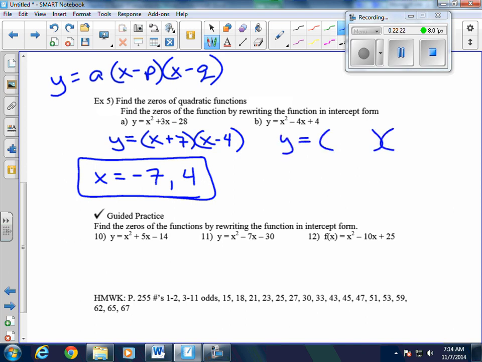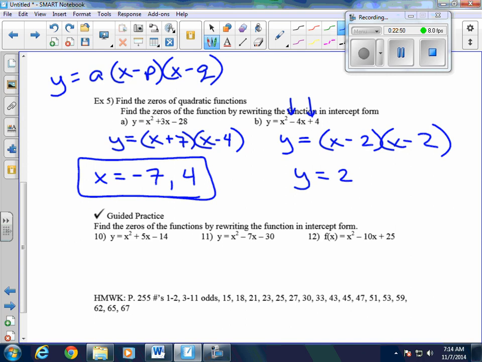Same thing for B. We're going to factor this. So it's going to be x and x. Factors of 4 are 2 and 2. That's what we're going to have to use. And the signs are the same, and they're both going to be negative. So it's going to be minus and minus. So in this case, we're only going to have one zero, which is at 2.